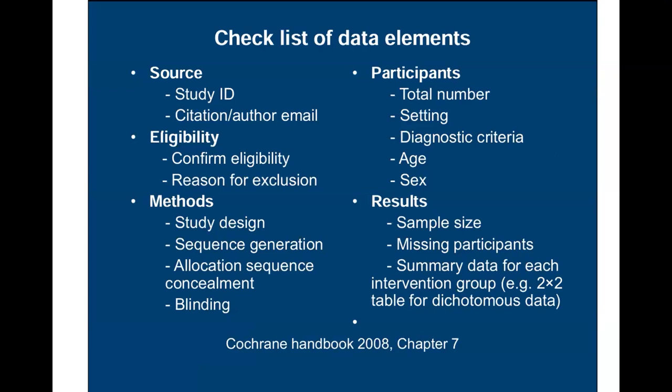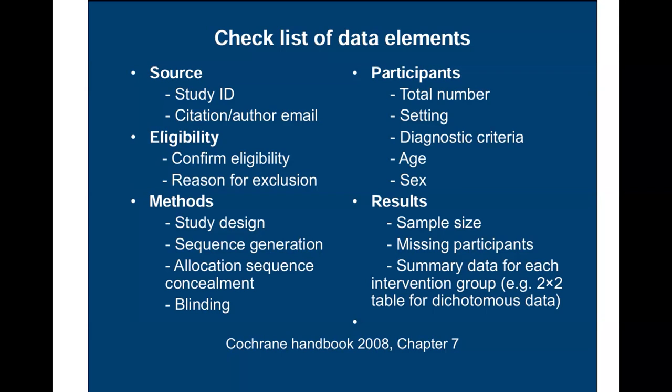So the checklist. This is a very simple checklist of data elements, like source, that is study ID, citation, author, email, etc. Because many times we may have to ask the author for the data. This happens with all kinds of studies, but specifically with time-to-event data, where individual patient data meta-analysis, or IPD meta-analysis, is preferred many times, because otherwise the O minus E or variance are all derived. So this is very, very important.